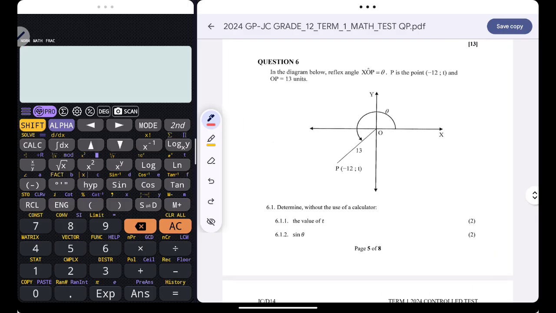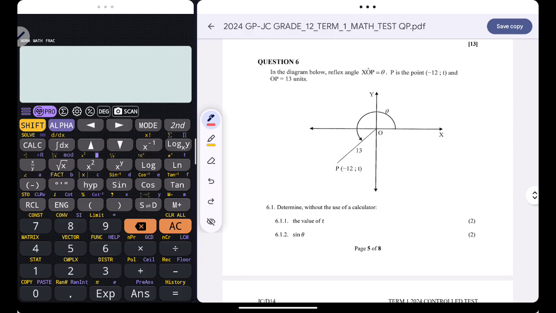Okay, question 6. In the diagram below, reflex angle XOP is equal to theta. P is the point (-12; T), and the length of OP is 13 units. The first thing they want us to do is to determine, without the use of a calculator, the value of T.